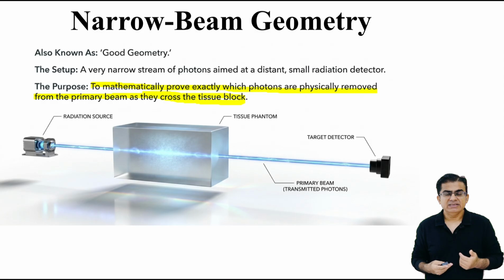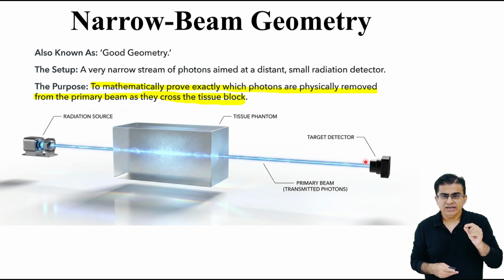Look at the experimental setup on your screen. This is a tissue phantom. This is a source of radiation, suppose our linear accelerator. This is a radiation detector. In this experiment, we fire a very narrow stream of X-ray photons. We aim this narrow beam at a very small radiation detector.